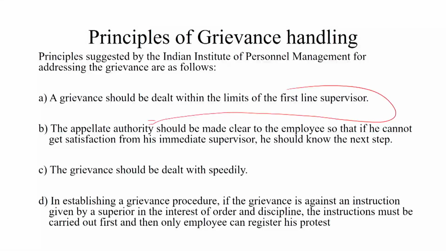So one has to move step by step, or maybe you can report your problem to the immediate supervisor, and if he is not able to solve it, then it goes up in the hierarchy. So it says that in case of identification of any grievance, or if any aggrieved employee is there, he or she should report it to the first line manager or first line supervisor. Then the appellate authority should be made clear to the employee, so that if he cannot get satisfaction from his immediate supervisor, he can move on to the next step.